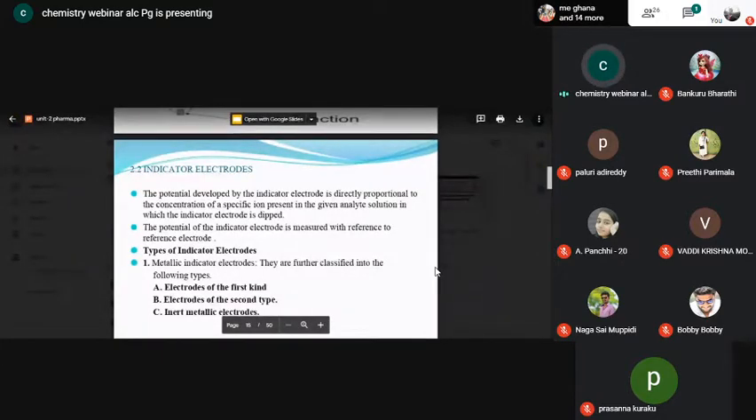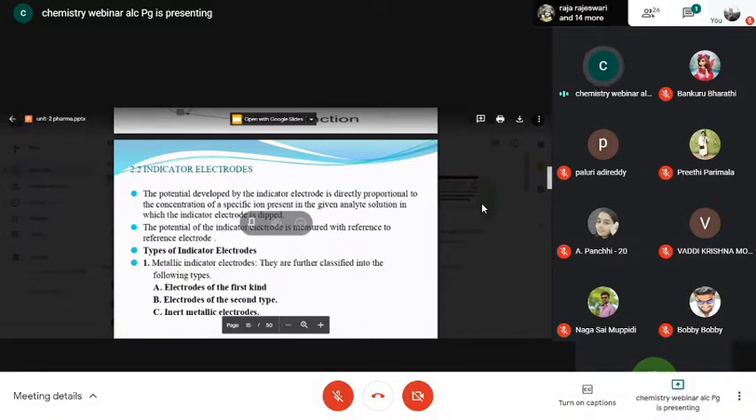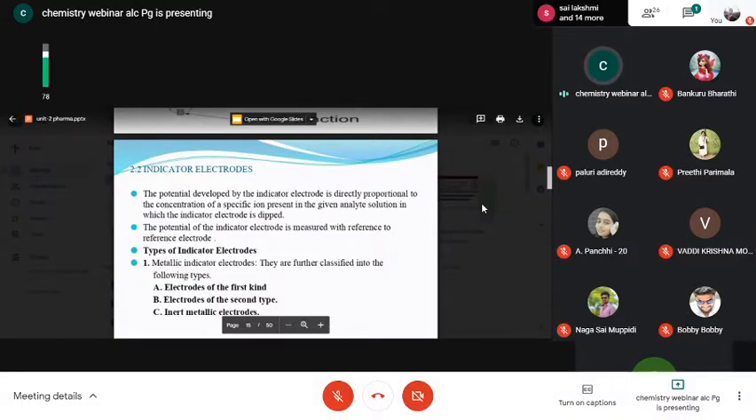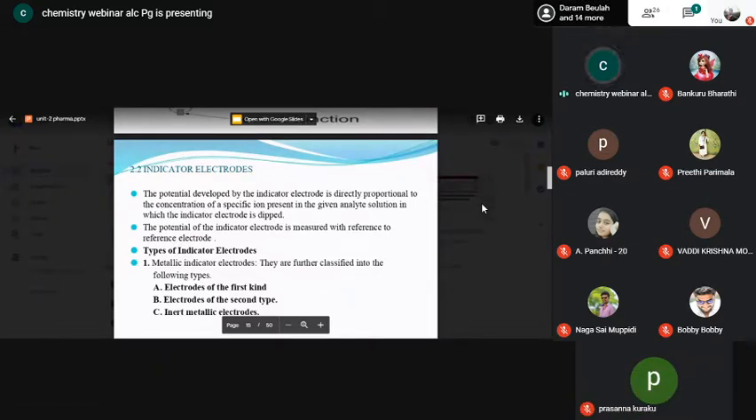So when we give contact to the external circuit, whatever potential you observe in the display unit of the potentiometer or the pH meter is directly proportional to the potential developed by the indicator electrode. That is what is called the indicator electrode. Already I told you that indicator electrodes are divided into three types: the indicator electrodes of the first type, the second type, and the inert metallic indicator electrodes. Yesterday we discussed the electrodes of the first type.